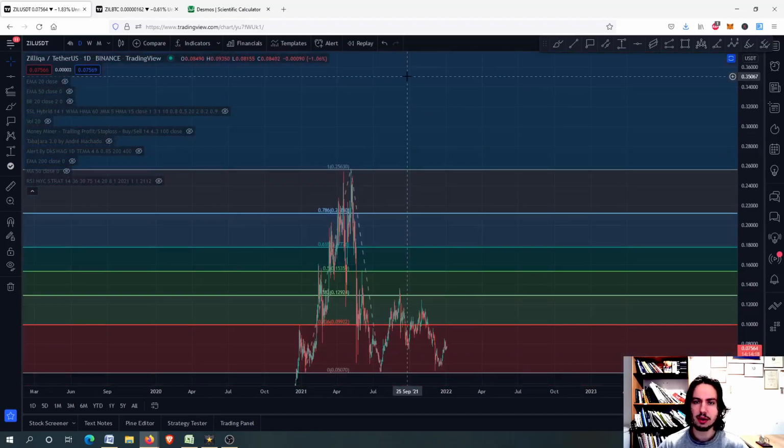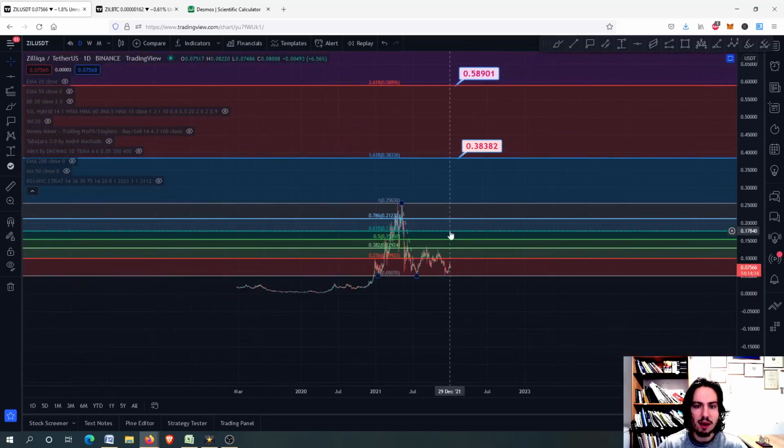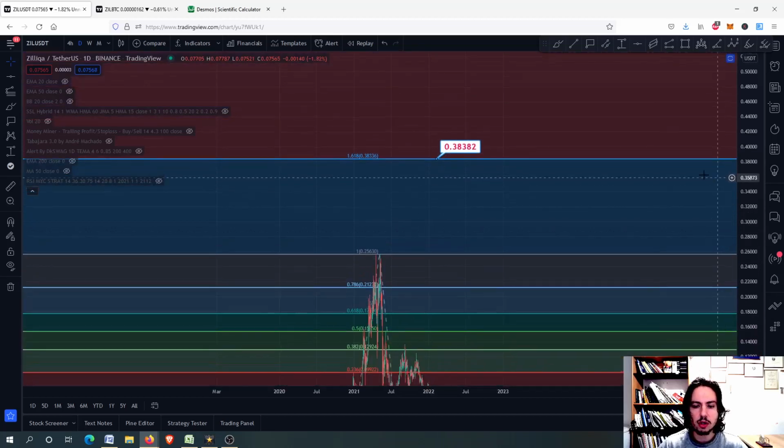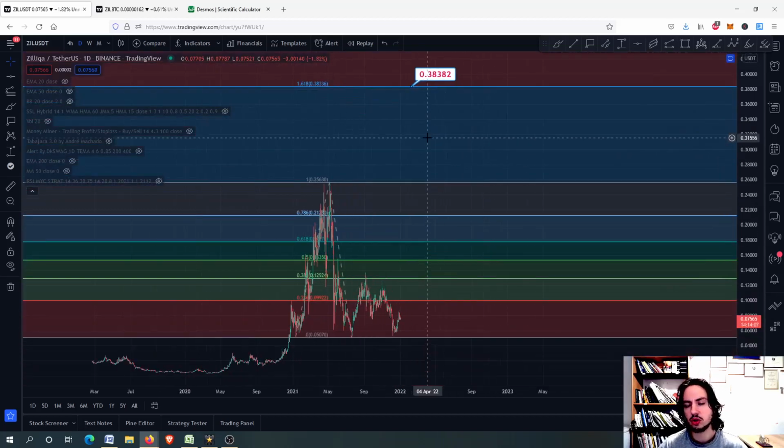Can it go to 1 Tether USD? You saw and realized that it is possible. However, we need a very bullish scenario right here for ZIL, and of course we need the rest of 2022 to be in a bull trend.